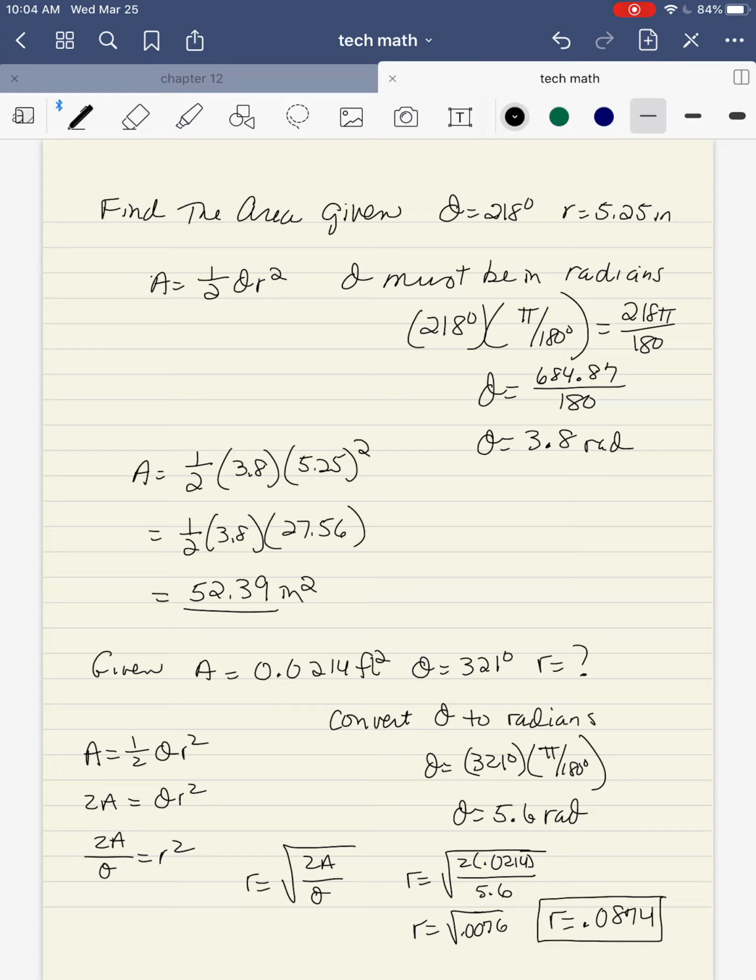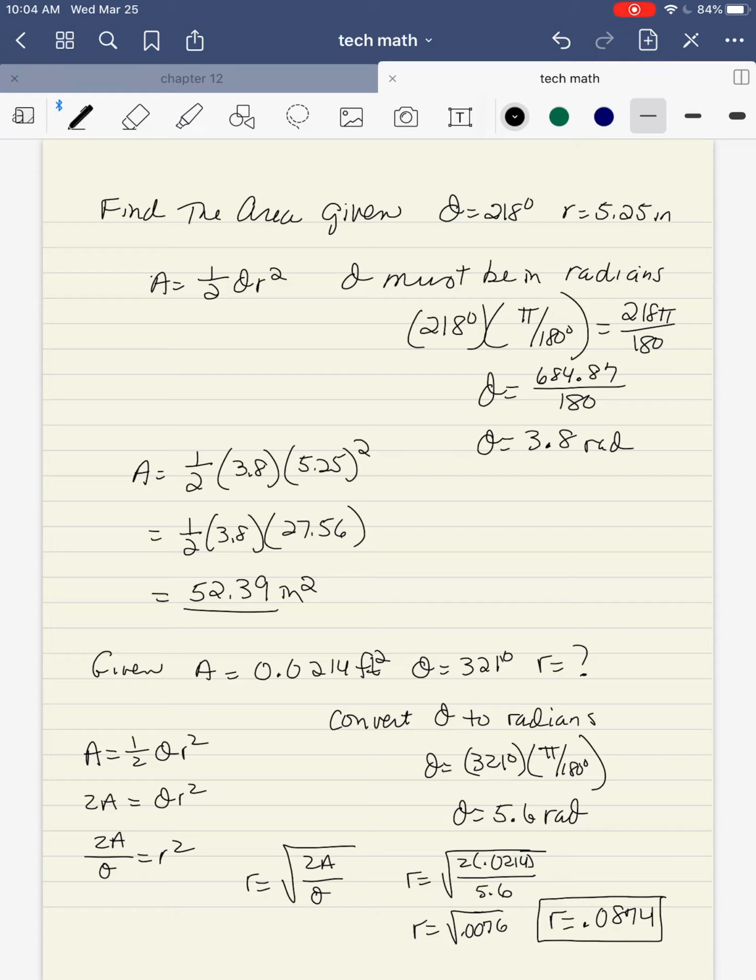The area formula is 1/2 theta r squared. If I multiply both sides by 2 to move the half over, that gives me 2a equals theta r squared. I'm solving for r, so I divide by theta. That gives me r squared is 2a over theta. Finally, to get rid of the squared, I have to take the square root of both sides. So I get r is equal to the square root of 2a divided by theta.